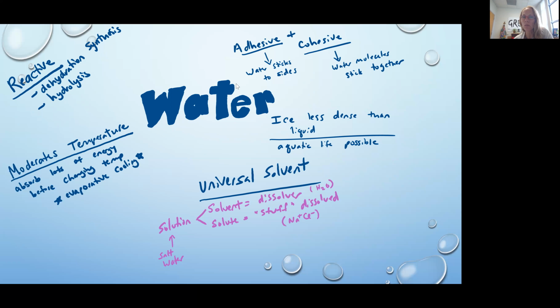And what that means is more things, more molecules, more compounds are going to dissolve in water than in anything else. The solute is the term that's referring to the stuff that's actually dissolving in that water. And then once you have a solute dissolved in a solvent, we call that a solution. So let's make one right here.